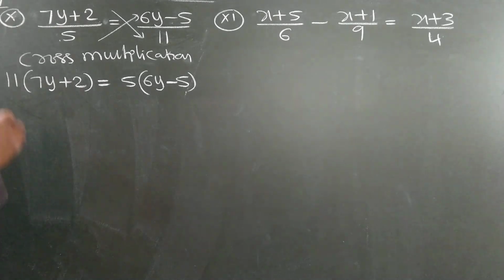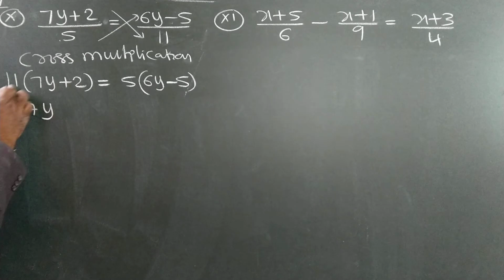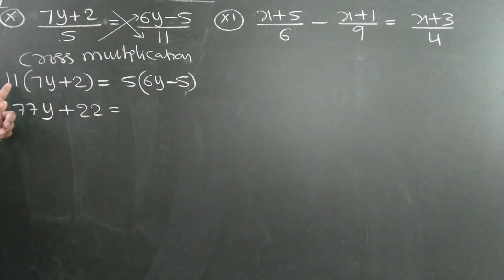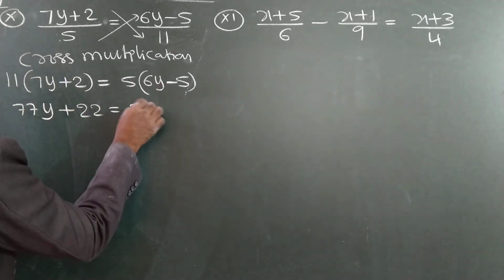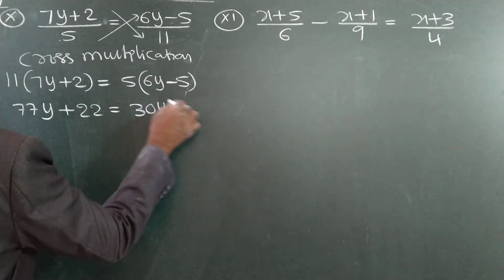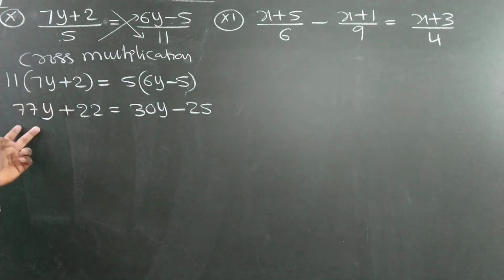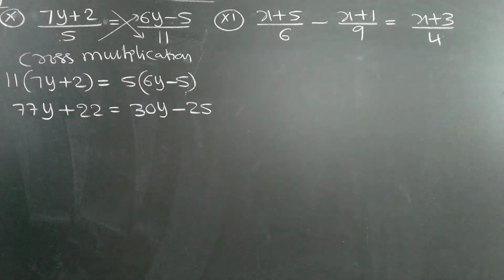So let us see. 11 times 7 is 77, 11 times 2 is 22. 5 times 6 is 30, 5 times 5 is 25.